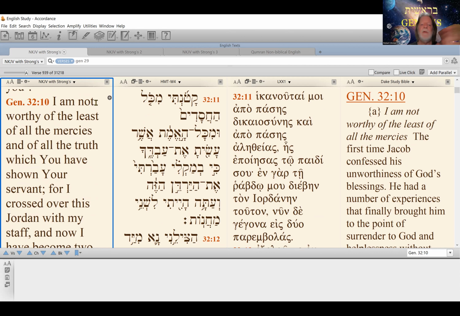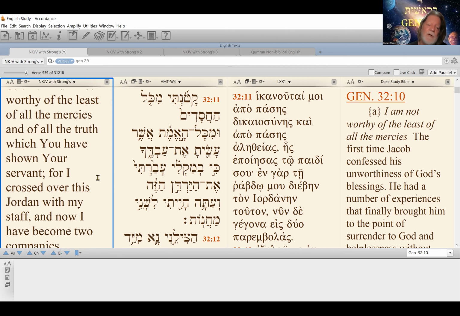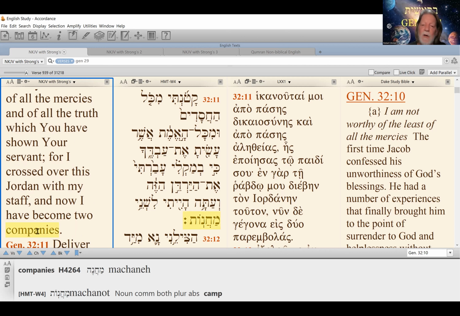I'm going to read it through in English, then share a little bit more about it with you. Genesis 32:10. Yaakov is saying about himself, I am not worthy of the least of all the mercies and of all the truth which you have shown your servant. Those are powerful and truthful words. He goes on to say, for I crossed over this Yarden, the river, with my staff, and now I have become two companies, machanot.